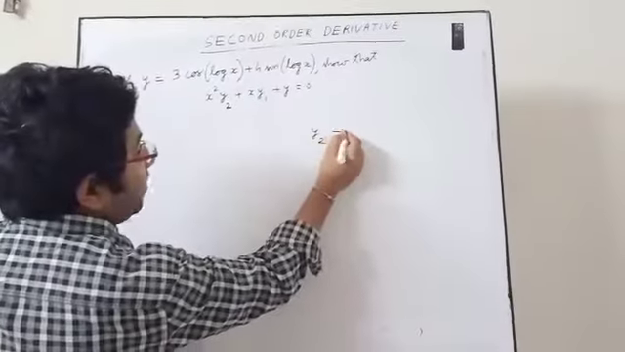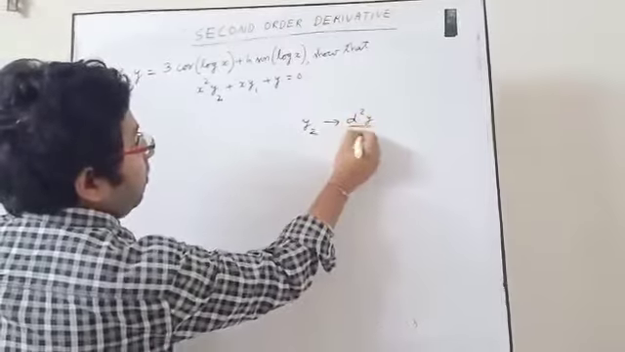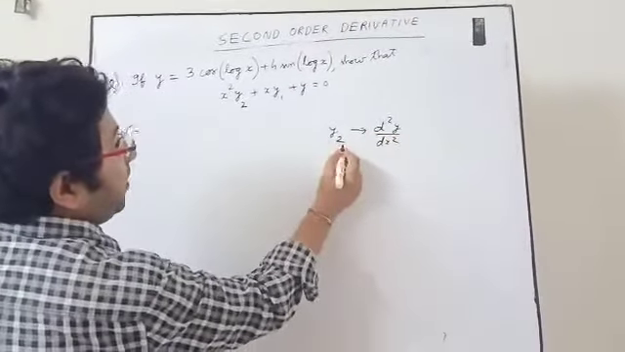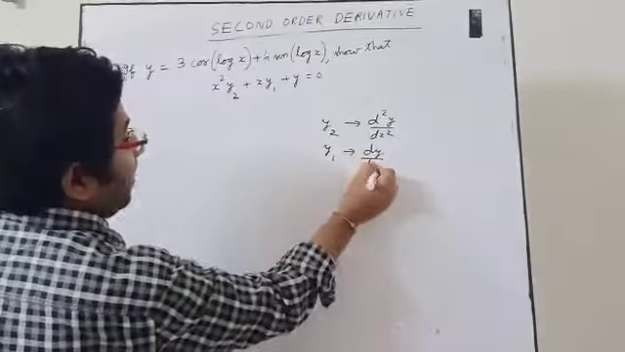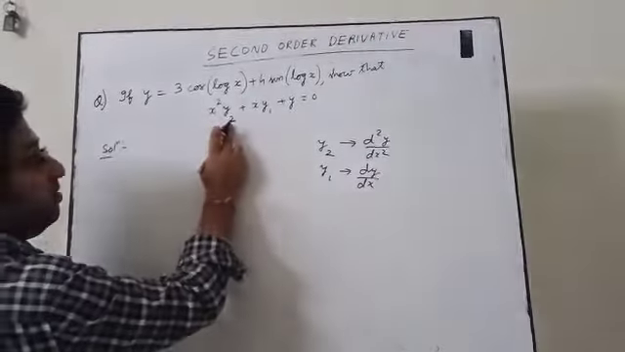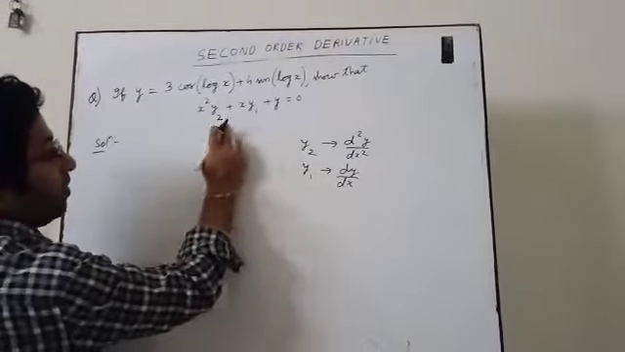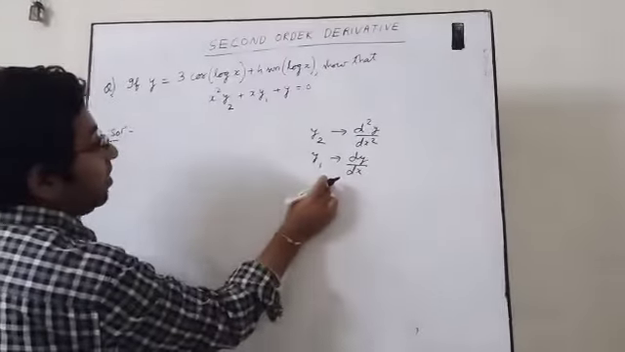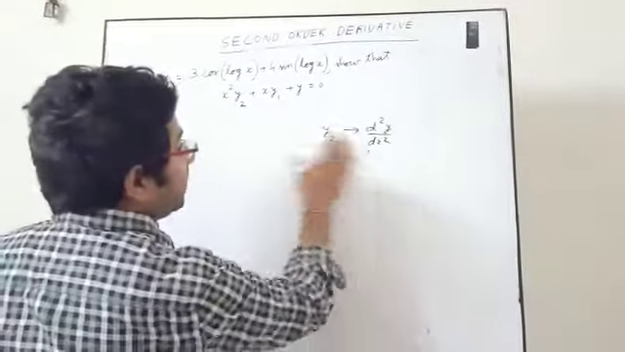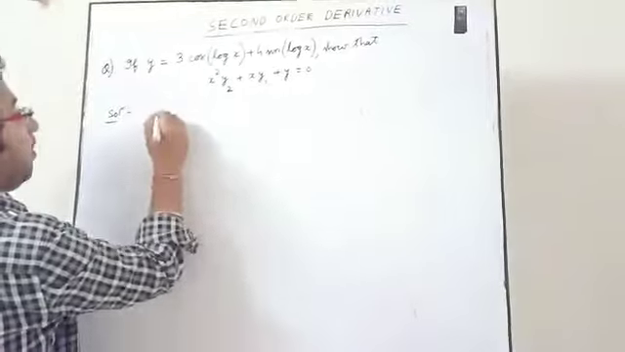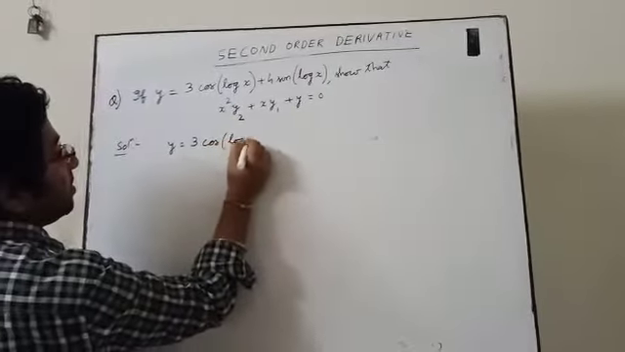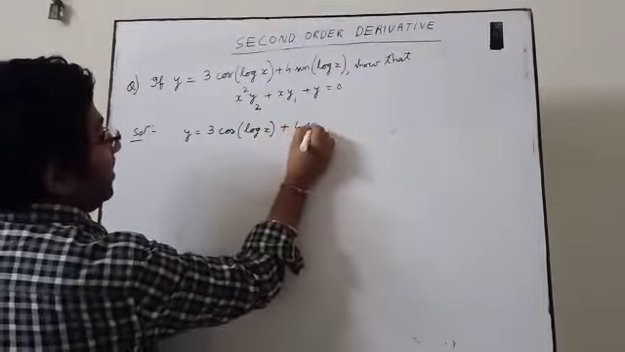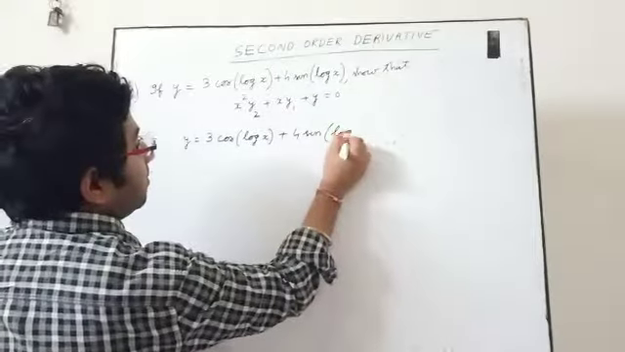What does y2 mean? It is the second order derivative, and y1 means it is the first order derivative. I have written in the first video the symbols y2 and y1. y2 stands for second order and y1 stands for first order. Is it clear? So y equal to 3 cos log x plus 4 sin log x.